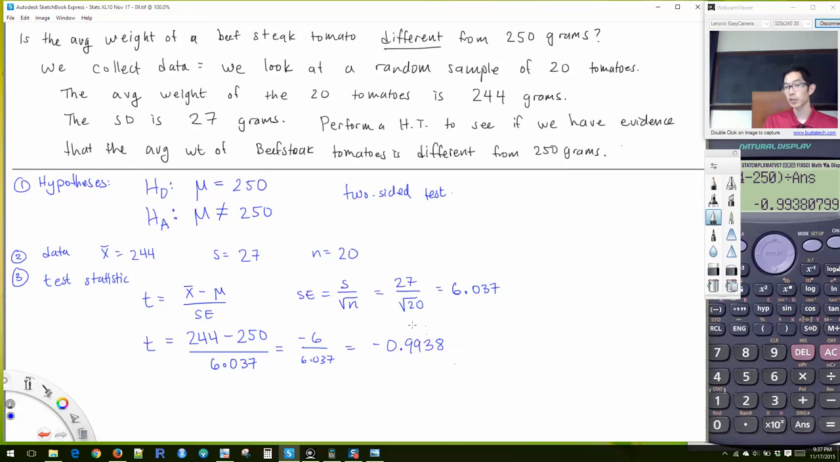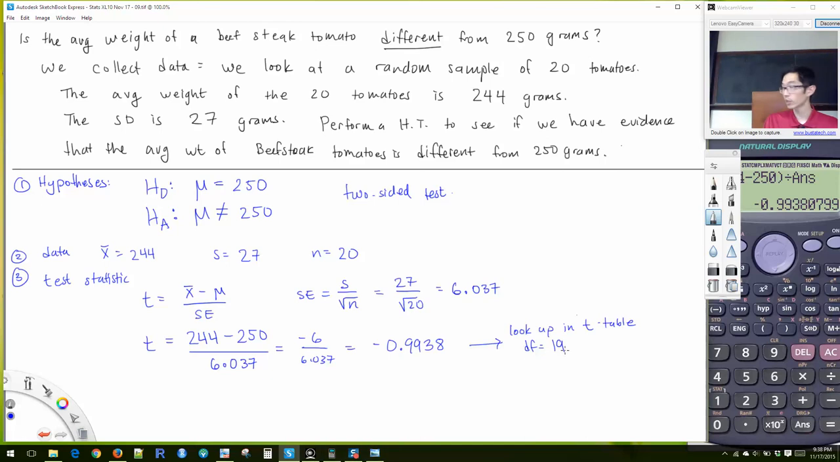I'm gonna take my t and go where? Oh, yeah, so the next step is we look this up in the t table. How many degrees of freedom do I have? Degrees of freedom is equal to n minus 1, so how many degrees of freedom do I have? 19 degrees of freedom.